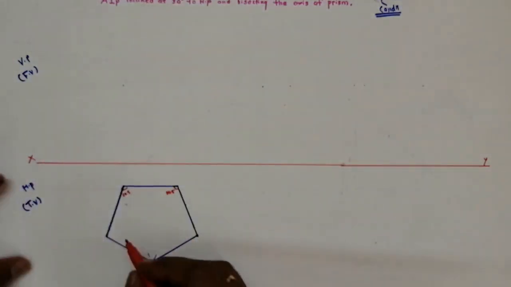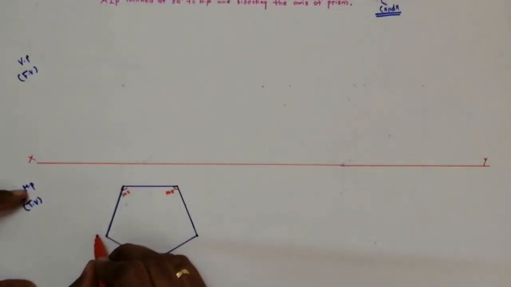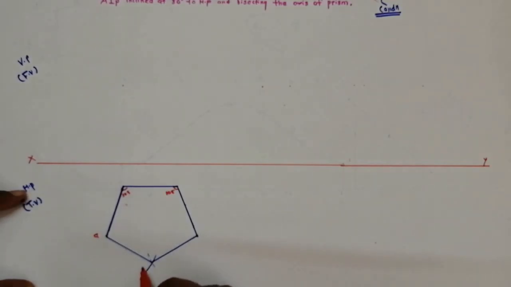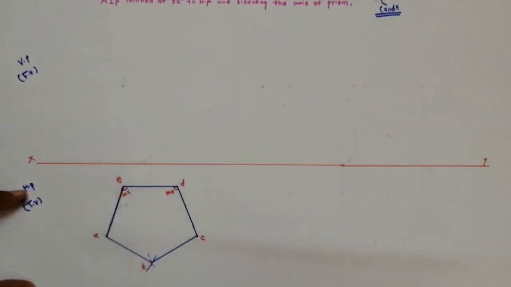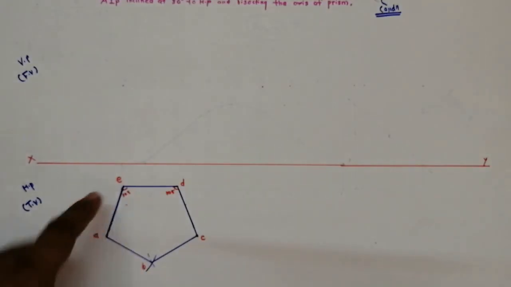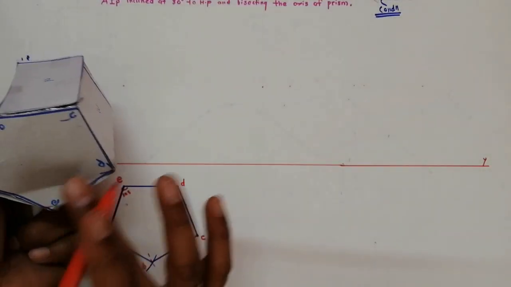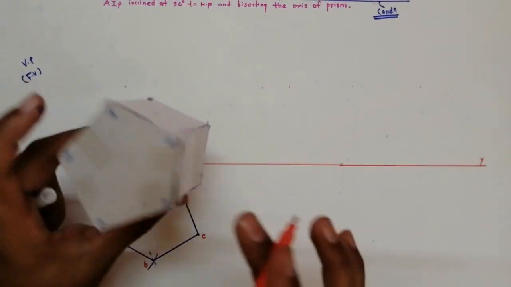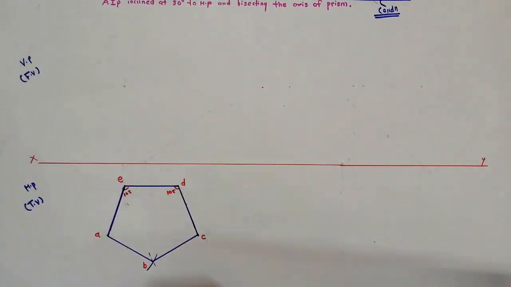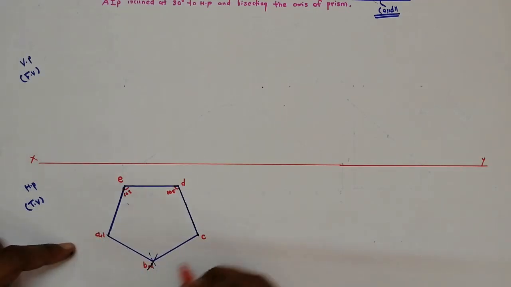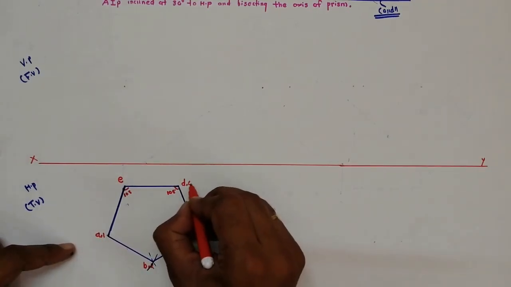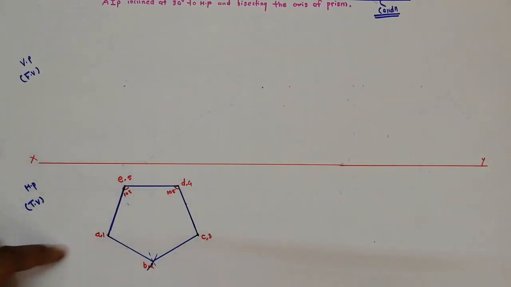The nomenclature will start from here. This is A, B, C, this is D and E. This ABCDE is for the bottom base, and 1, 2, 3, 4, 5 for the top base. So this is 1, 2, 3, this is 4, and this is 5. So we have named it twice.